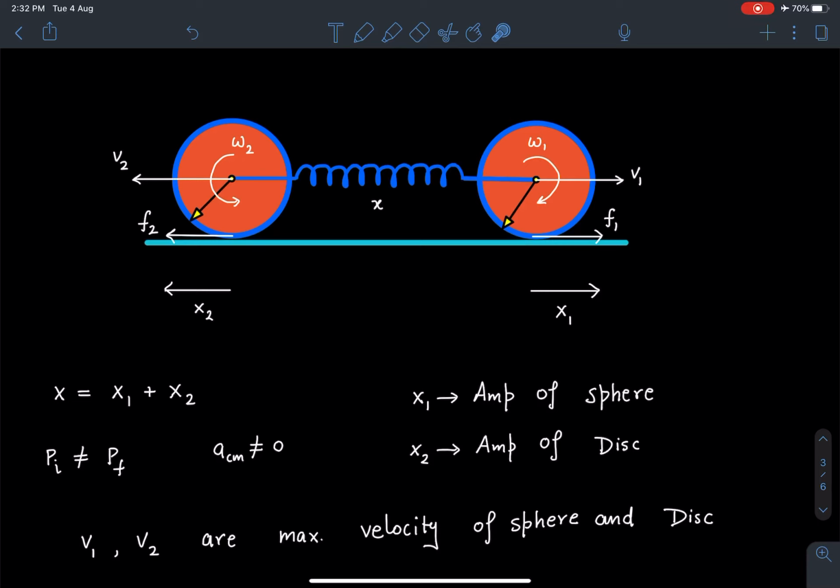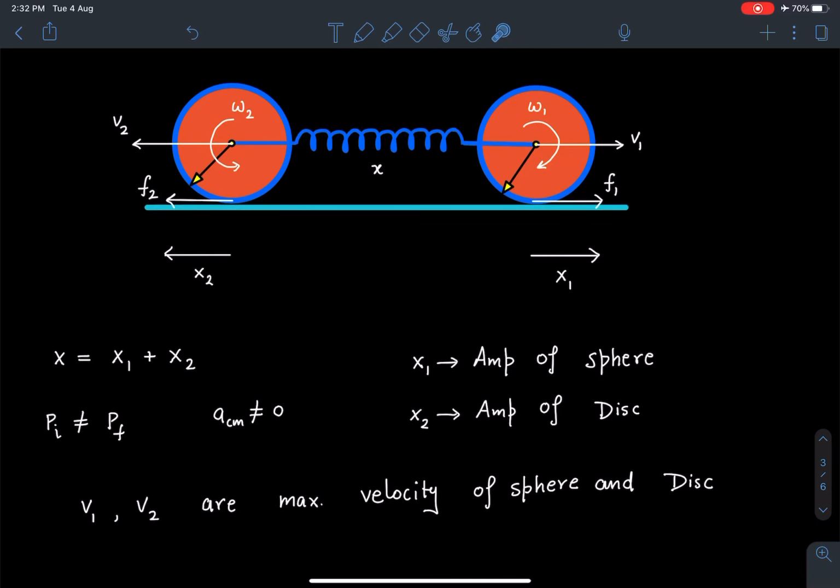As you can see, I have written also that x1 is the amplitude of sphere and x2 is the amplitude of disk, and v1 and v2 are the maximum velocities of sphere and disk. I'll repeat this point again, that linear momentum is not conserved. Acceleration of center of mass is not zero, because these friction forces can be different. They may or may not be same. So most likely they are going to be different. So momentum conservation is not applicable. Many students make that mistake, so I'll warn you again that you must be careful about it.